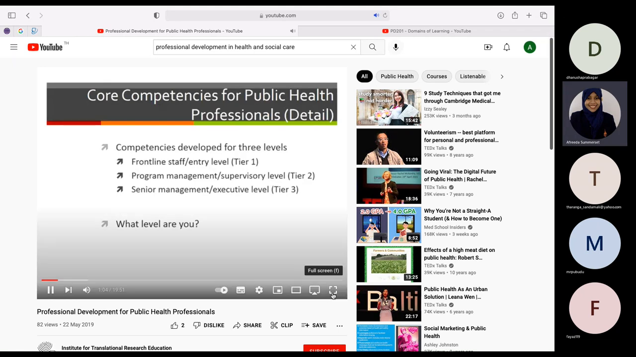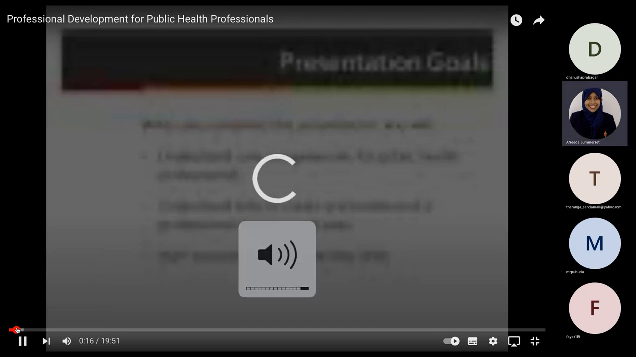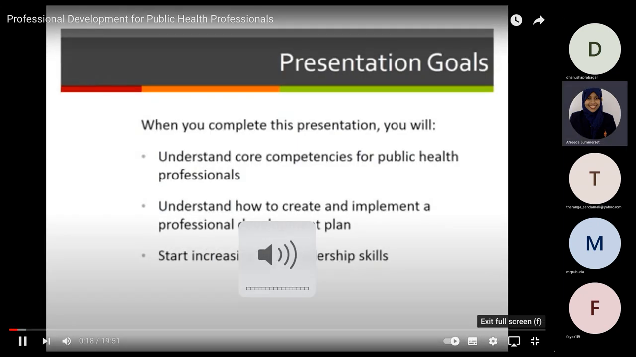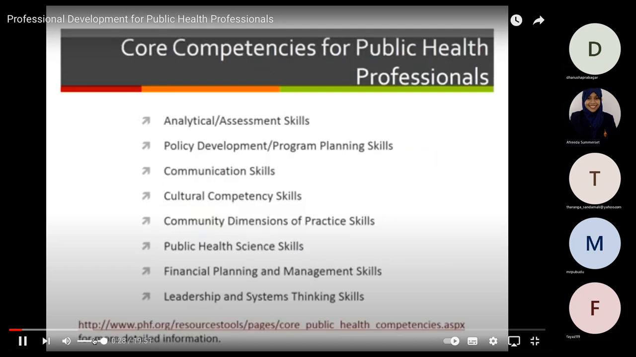Staff or entry-level staff. Tier two is for program management or supervisor professionals. You will create and implement a professional development plan, and I'll give you some tips for increasing your leadership skills. So let's get started. These are the core competencies for public health professionals. These are established by the Public Health Foundation, and the link is at the bottom of the page.